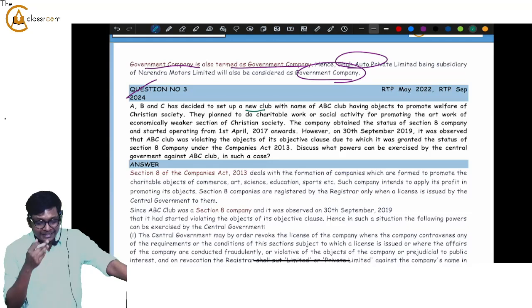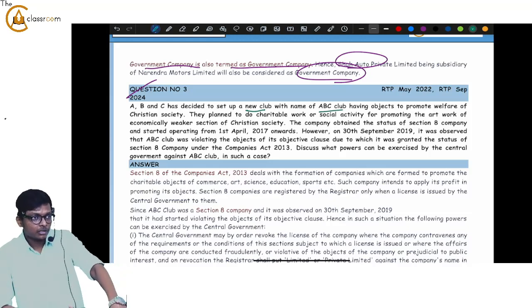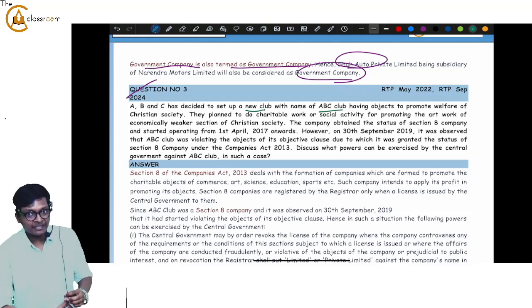Any club. Tell some clubs that you know. In Chennai, Cosmopolitan Club, Gincana Club, race course, Madras race course, then Presidency Club. What do people do in the club? Tell me, what do they do in the club? I don't know, I have never gone. Okay, so basically all these clubs are very old.